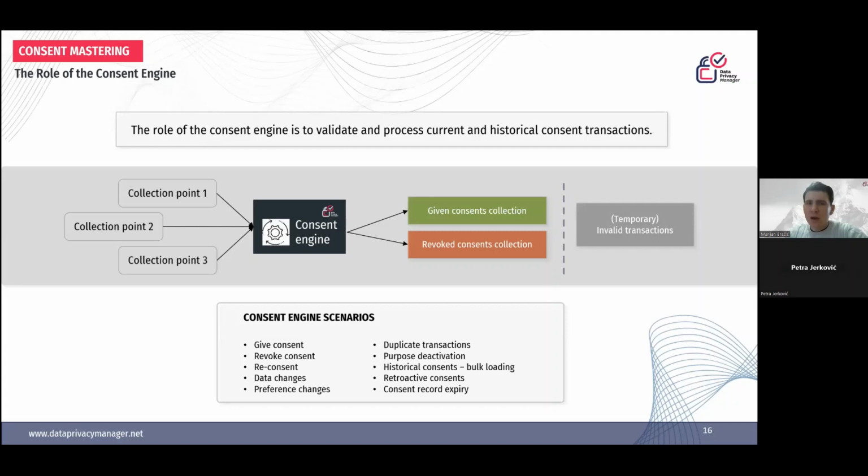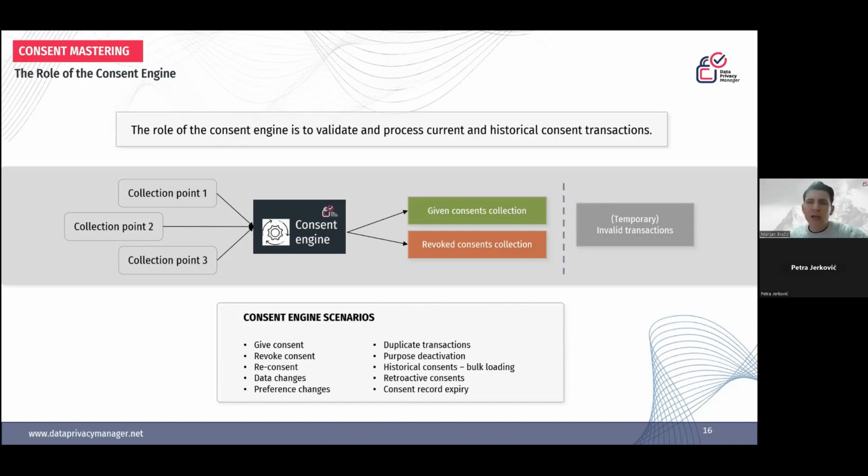Preferences may change, so individual preferences, maybe how they want to communicate with you. The consent engine will also resolve any duplicate transactions, any deactivations of the purpose, so ending the study. You also need to take care of the records that we're collecting during the study. Managing historical consents, initially maybe loading everything you have distributed in different systems and databases.